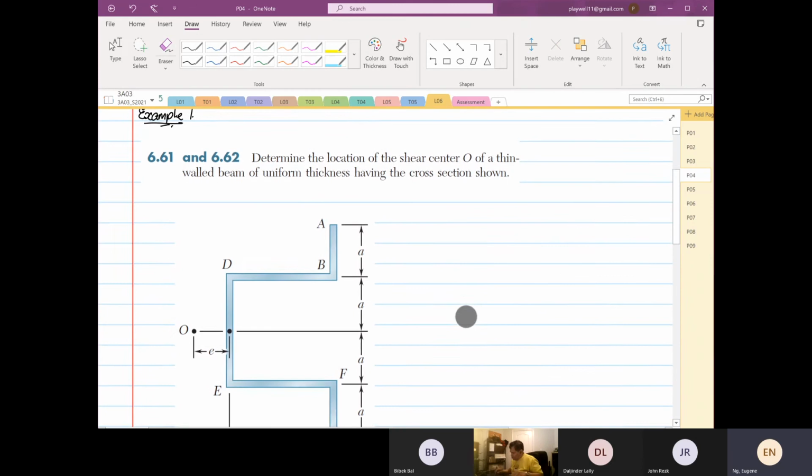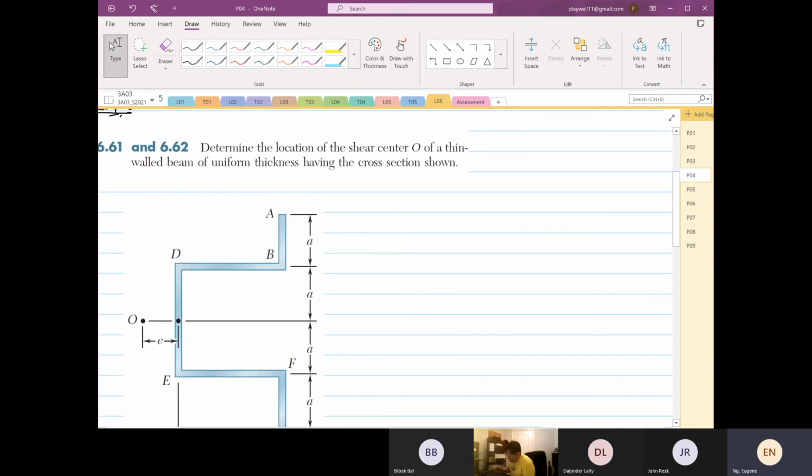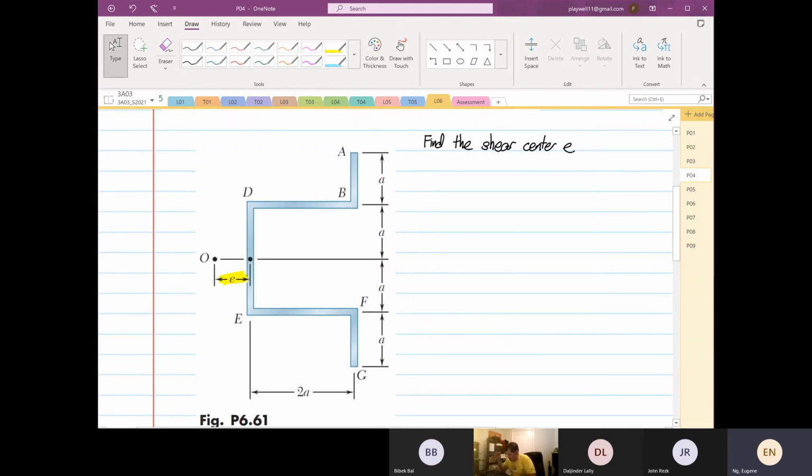Okay, right. So determine. So this question: determine the location of the shear center O of a thin wall beam of uniform thickness having the cross section shown. Okay, so we're trying to find the shear center E. Okay, we're going to find the shear center E. Okay, so this is what we are trying to find.